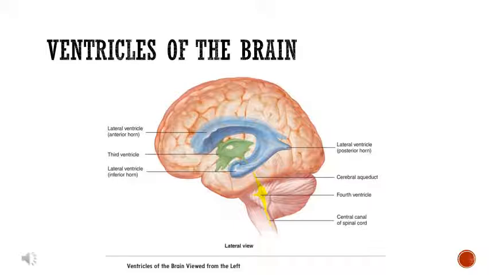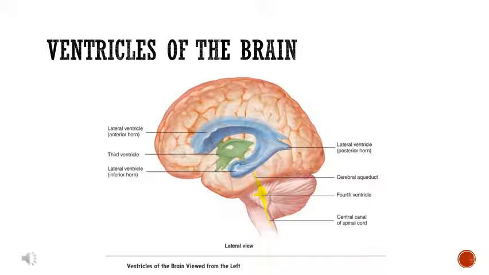The third ventricle is a cavity situated below the lateral ventricles between the two parts of the thalamus. It communicates with the fourth ventricle by a canal, that is the cerebral aqueduct. Then comes the fourth ventricle. The fourth ventricle is a diamond-shaped cavity situated below and behind the third ventricle, between the cerebellum and the pons.